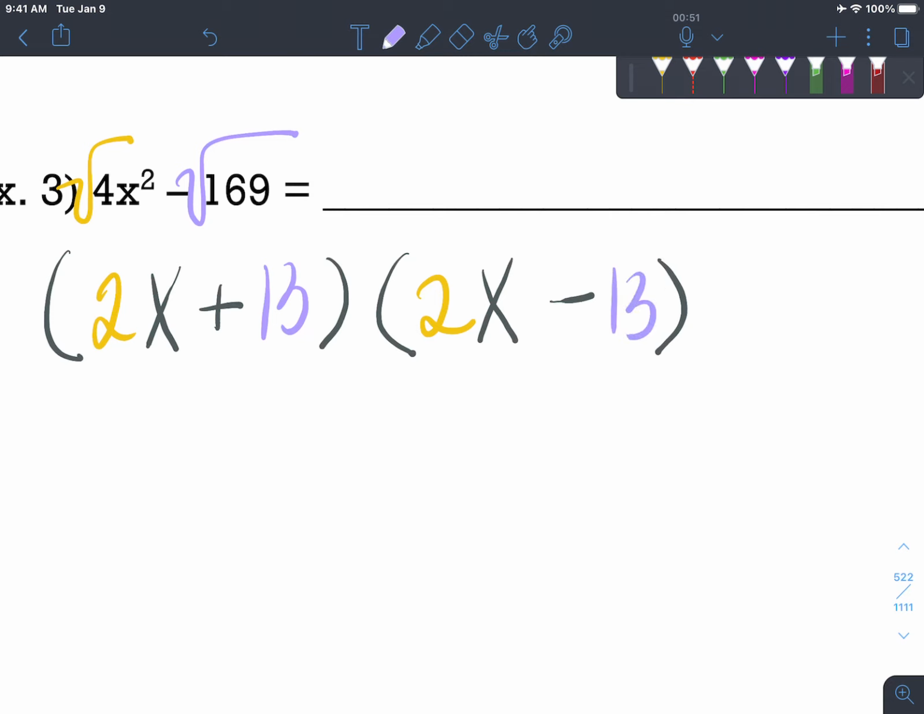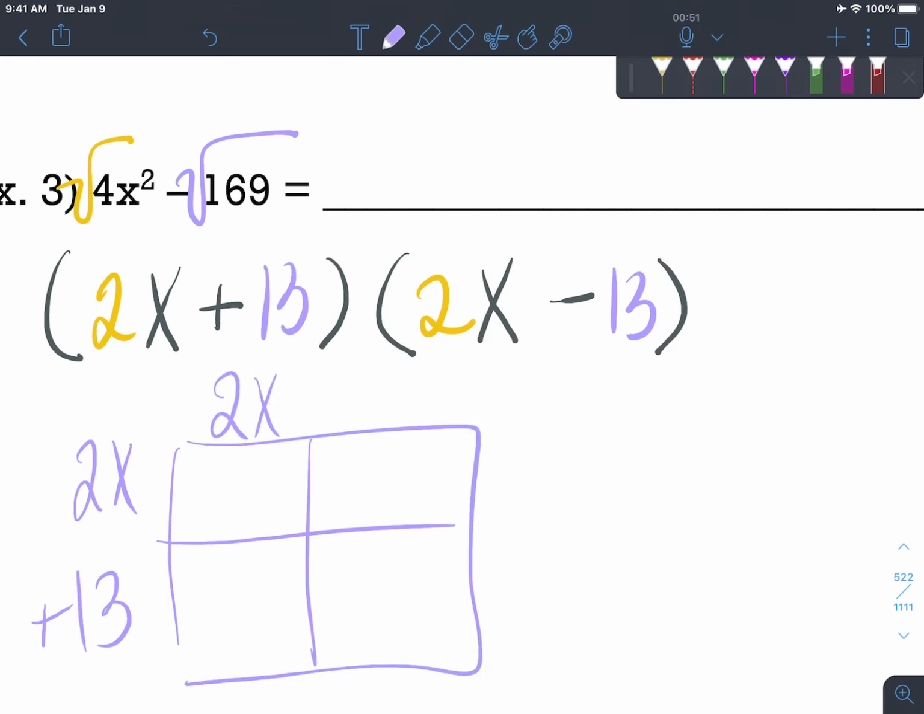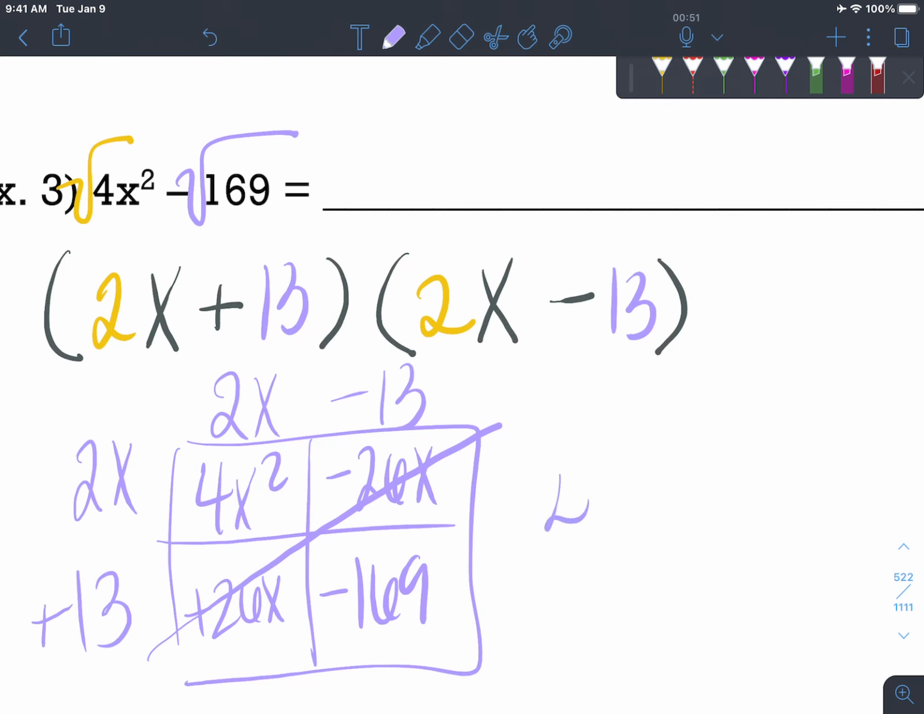And just to be extra, I'm going to go ahead and verify that that is correct. So I'm going to put my 2x positive 13 over here outside of my box. Same thing with my second binomial. Let's go ahead and multiply these out. It matches exactly. So super quick, super easy, right?